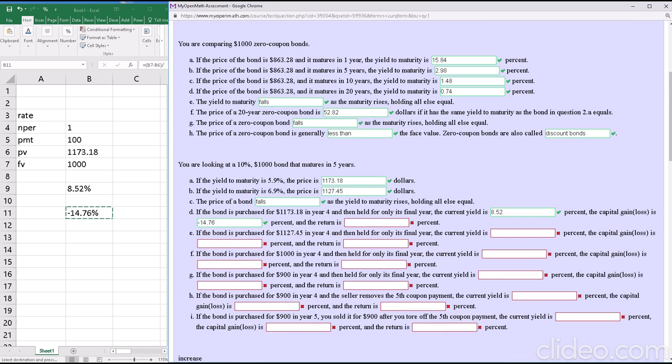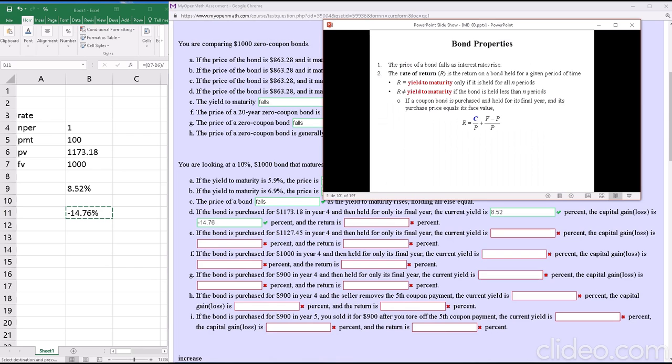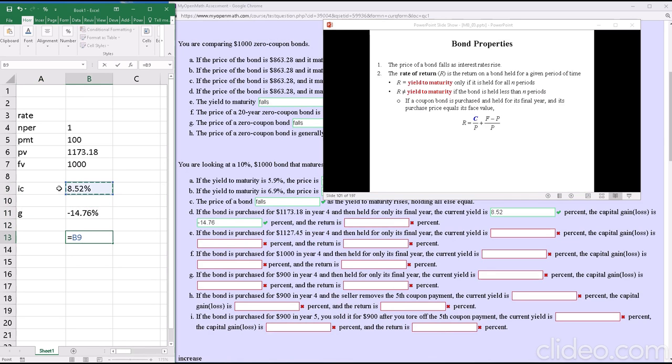Okay. And then what is the return? Well, the return is the current yield, coupon payment divided by the price, plus the gain, right? And the gain here is negative, it's a loss. So this is the current yield, IC, and this is the gain. You just add those two together to get the return. So the return is a negative 6.24%.